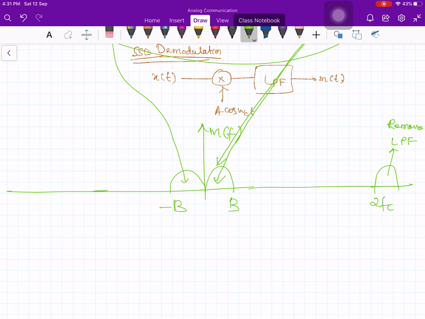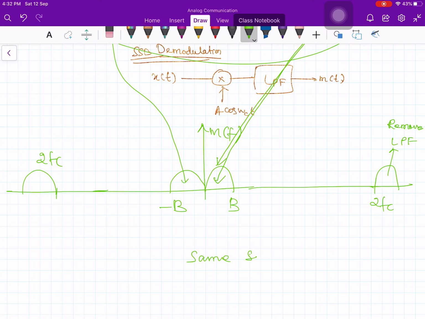And one more component you will get at 2 Fc because of the frequency translation. Okay, so the same argument you can repeat when you retain the lower sideband rather than the upper sideband. Please convince yourself that if you retain the lower sideband and transmit the upper sideband, once again the same demodulator would reconstruct your message signal back. So whether you are transmitting the upper sideband or the lower sideband or the double sideband, your demodulator will be the same. Same demodulator can be used.